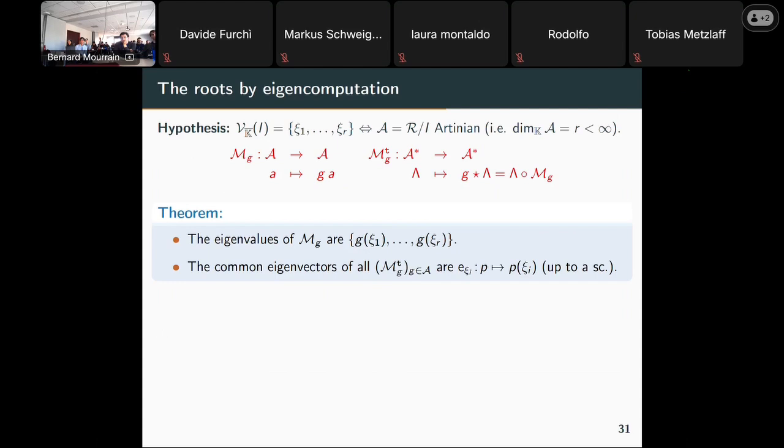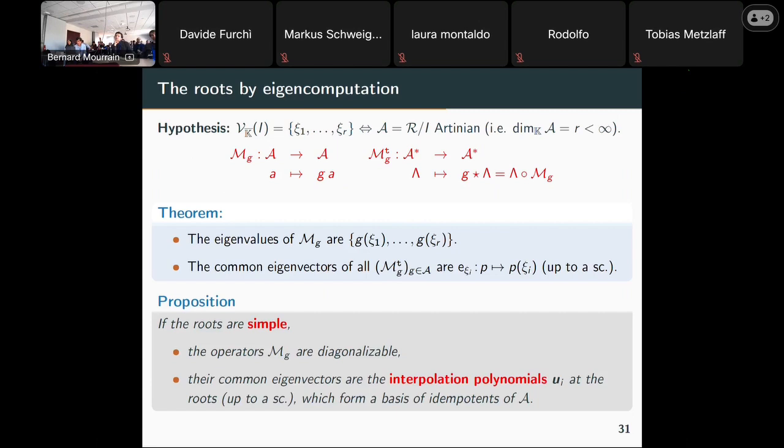For instance, if we take for G x1, for the eigenvalues, we will get the first coordinate of the root. The common eigenvectors of all these operators of multiplication, transpose, are in the dual. What are these linear functionals? They are the evaluation at the root. So we take all these operators, they are commuting, so they share common eigenvectors, and these common eigenvectors are the evaluation at the root up to a scalar.